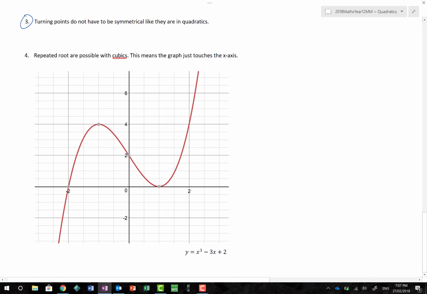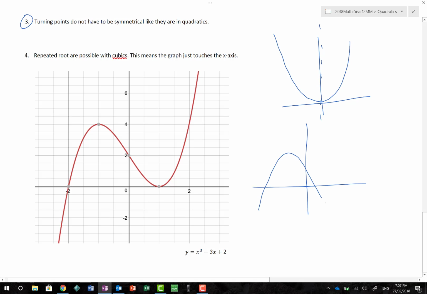Now, number 3, turning points do not have to be symmetrical. Obviously, as we know, quadratics are symmetrical around an axis of symmetry. But cubics are not. And it fascinates me and somewhat terrifies me, people who think that that would have an axis of symmetry. That is not the case. I mean, with this diagram, it's not too bad. But please do not think that if you know this value here and this value here, you can find that value there just by halving it. It really doesn't work that way.